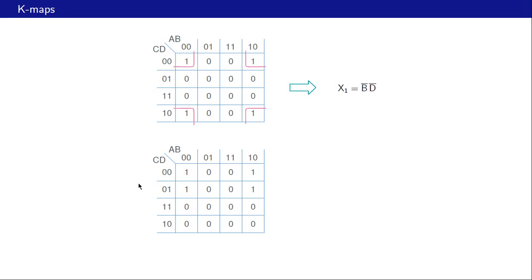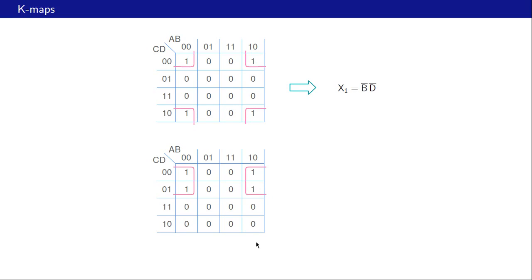Another example, once again we have 4 ones, 1, 2, 3, 4, and we can think of a rectangle which can cover these 2 ones, another rectangle which can cover these 2 ones. So our function can be written as a sum of 2 terms, one corresponding to this rectangle here and another corresponding to this rectangle here. But we can actually do better than that because this column 0 0 is adjacent to this column 1 0, and in fact these 4 ones can be combined with a single rectangle like that.